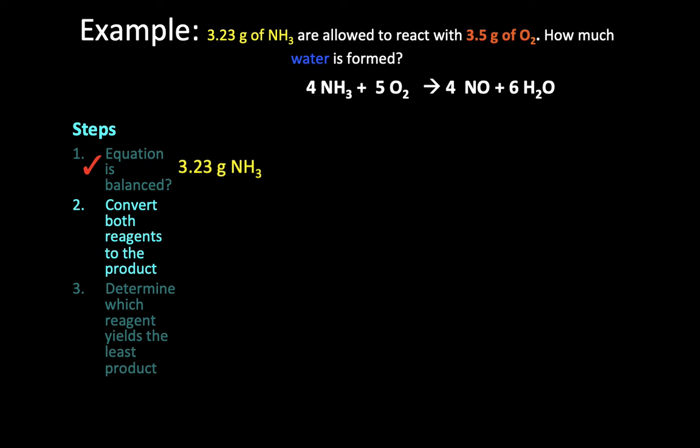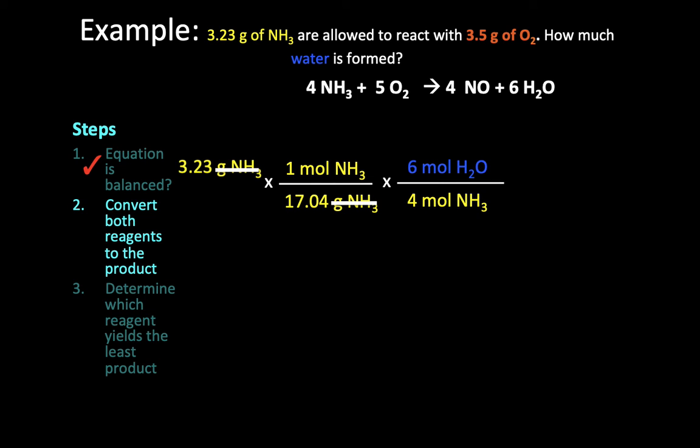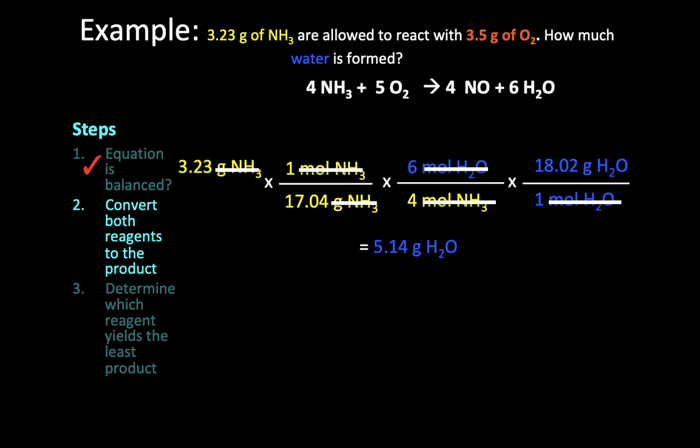We'll go ahead and do ammonia first. We'll convert grams into moles, and then we'll use the molar ratio to convert between moles of ammonia to moles of water. And then we'll convert from moles of water into grams of water, which gives us a value of 5.14 grams of water. So we'll keep this value saved for a moment so that later we can compare after we've converted the oxygen.